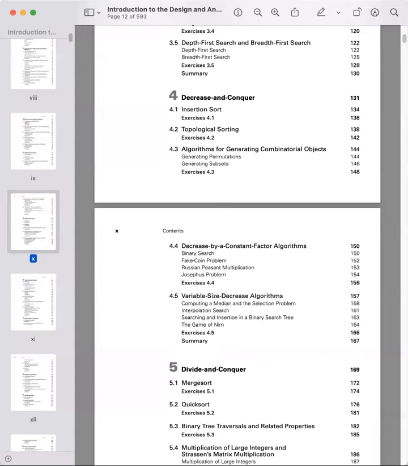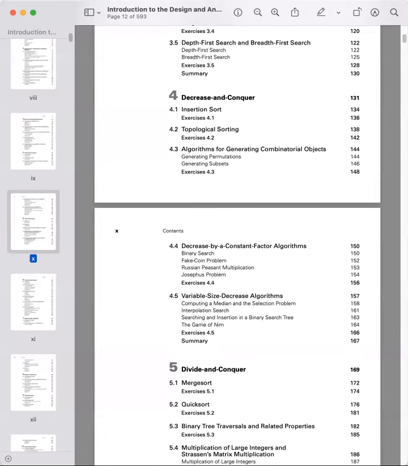The algorithms for generating combinatorial objects and the permutations and subsets. Yeah, I mean, you may see those. Those are certainly okay. Binary search is something I could ask you about in 4.4. I will probably not ask you a fake coin problem. If so, it'll be a pretty straightforward one. We won't do Russian peasant multiplication or the Josephus problem, either one, okay?